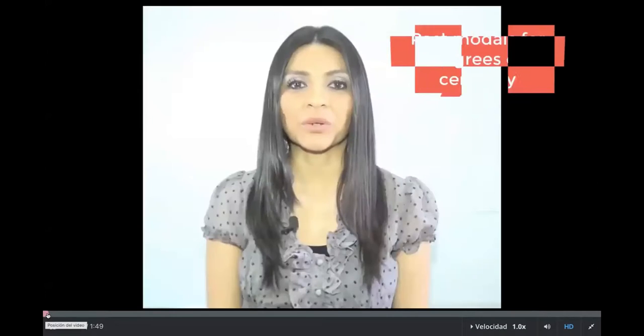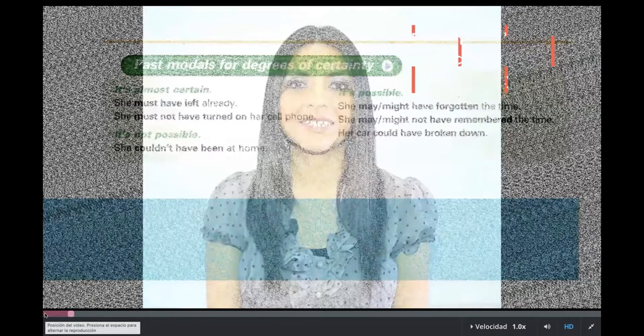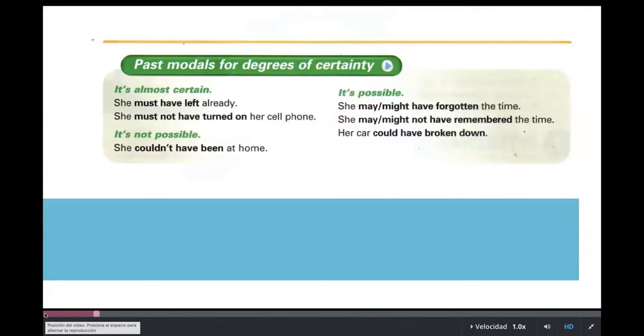This time we'll study past modals for degrees of certainty. Stay and find out what this is about. Past modals for degrees of certainty. It's almost certain. She must have left already. She must not have turned on her cell phone. It's not possible. She couldn't have been at home. It's possible. She may have forgotten the time. She might have forgotten the time. She may not have remembered the time. She might not have remembered the time. Her car could have broken down.